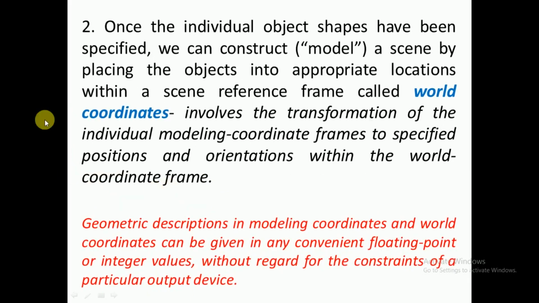Once you specify the individual object shapes, we can construct the model, so everything has to be combined. Ultimately you want a bicycle, but you have not given the bicycle directly as input. You gave one wheel, then the back wheel, then handle, seat, and other parts individually. But ultimately you want a bicycle. So you have to construct a model, a scene, by placing the objects into appropriate locations within a scene reference frame called world coordinates.